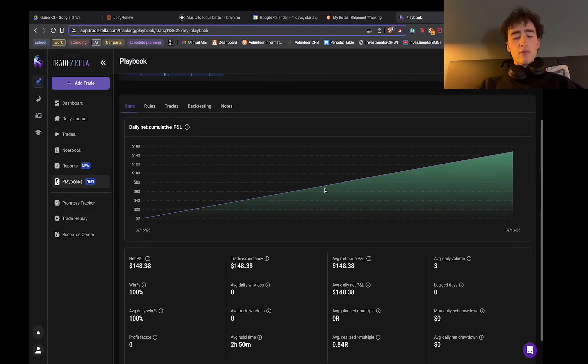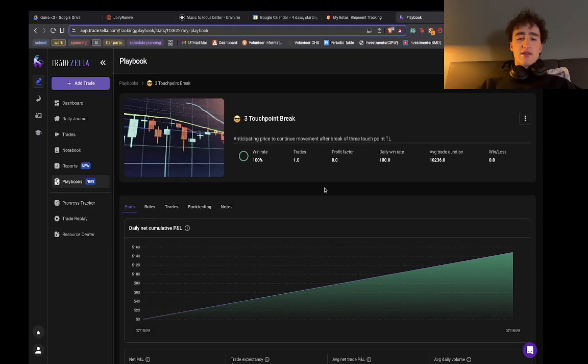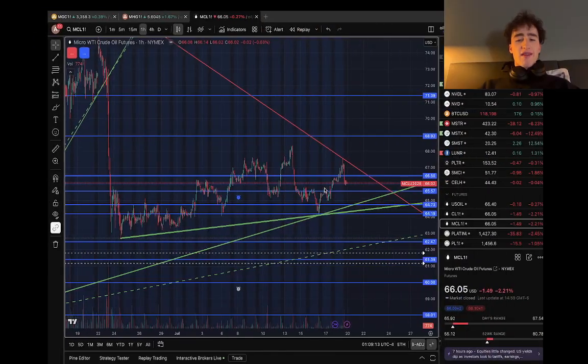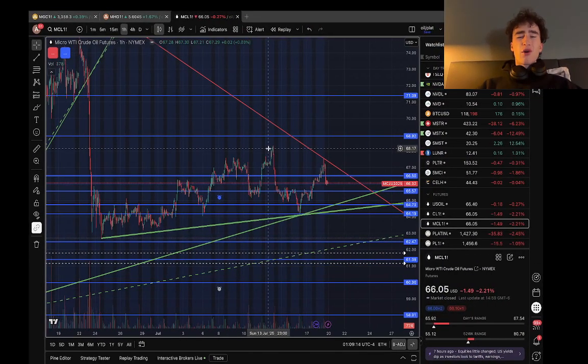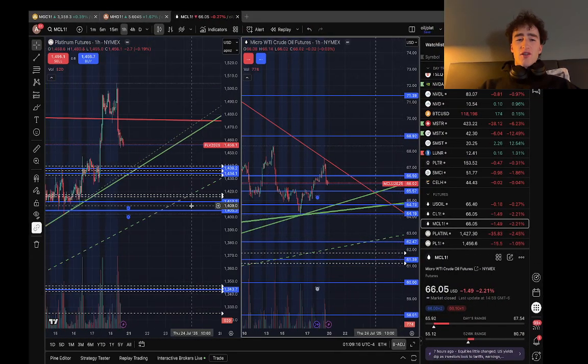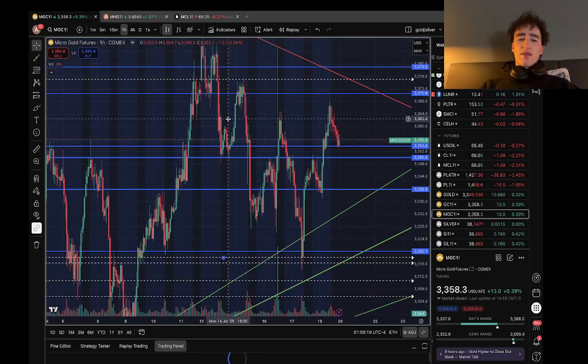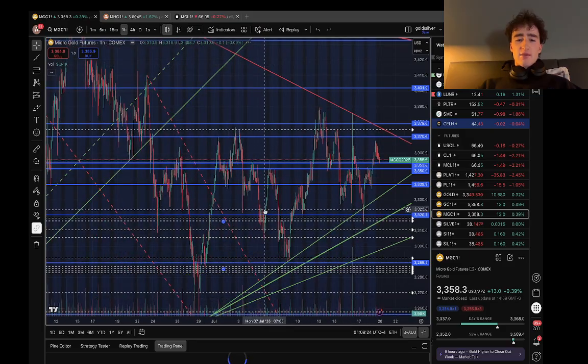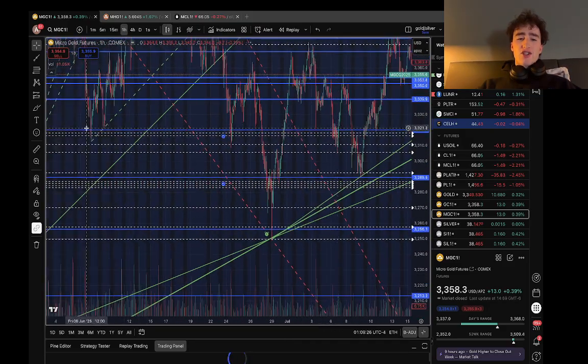The 3 touch point break, for me, is just like Tori says, the bread and butter of trading. Honestly, it works very well. You don't trade that often because you're waiting for the perfect entry. You're not getting into the position super late, all that type of stuff. And honestly, it just works really well.